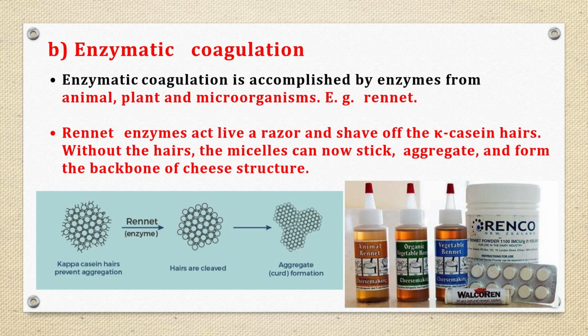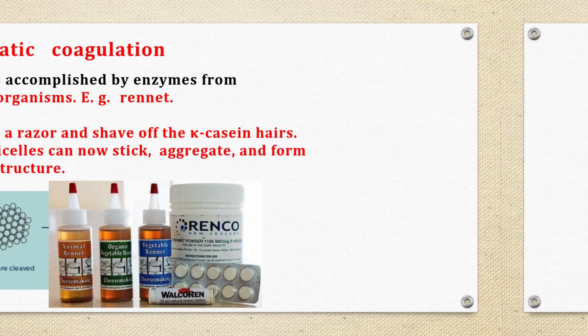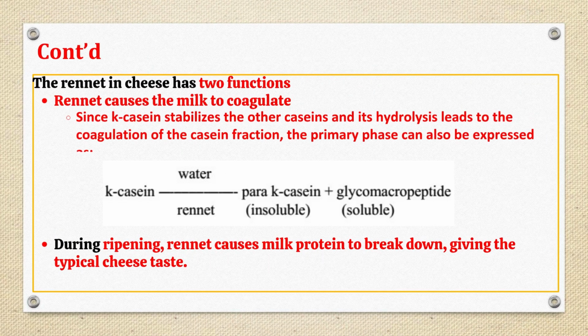Imagine rennet enzymes acting like tiny razors that shave off those kappa casein hairs we just talked about. Without these hairs, the micelles lose their repulsion and can now stick together, aggregate, and form the solid backbone of the cheese structure. Rennet actually has two functions in cheese making. First, it causes the milk to coagulate. Since K-casein stabilizes the other caseins, its hydrolysis leads to the coagulation of the casein fraction.